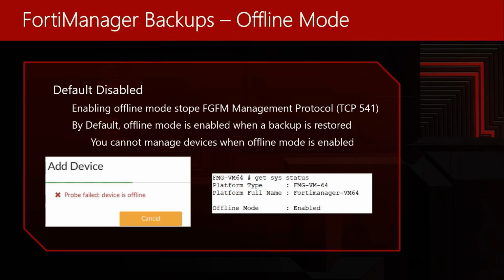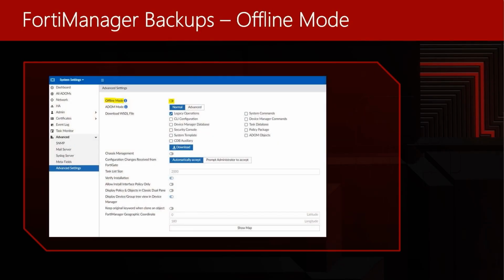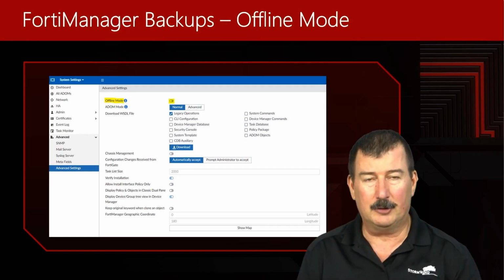So when the backup's restored, the FortiManager is considered offline. It is not communicating with the FortiGate devices in your environment. This is just a precaution to make sure that your backup and restore is done correctly before you re-enable your FortiManager to talk to your setup. So inside your system settings, your advanced is where your offline mode is at, and you can go there and say, hey, turn this back on.